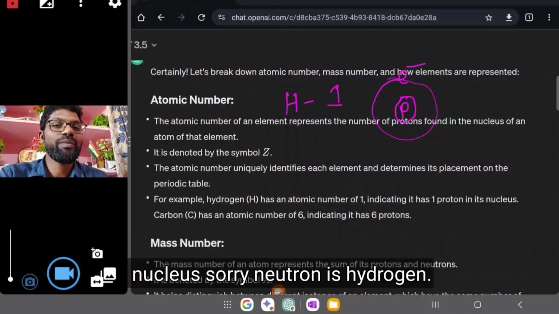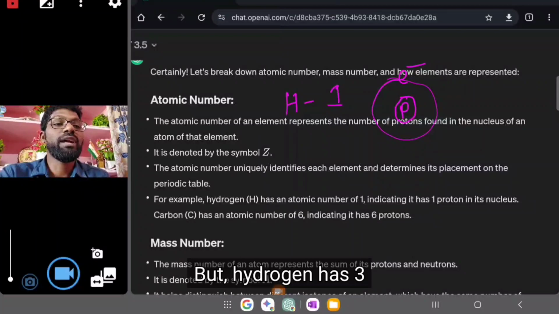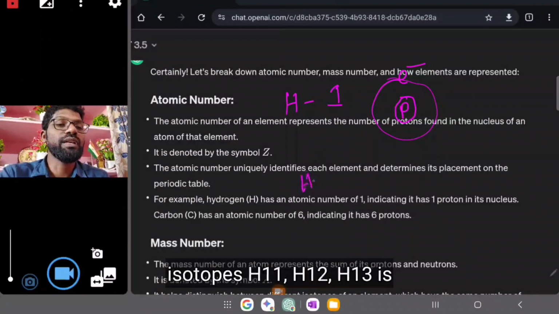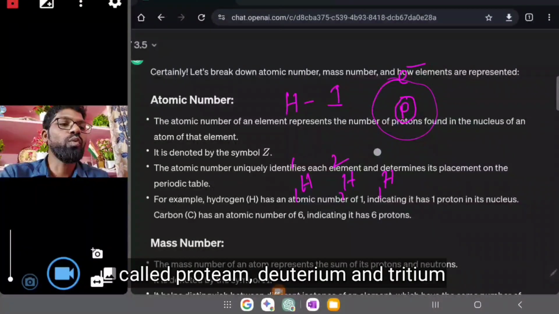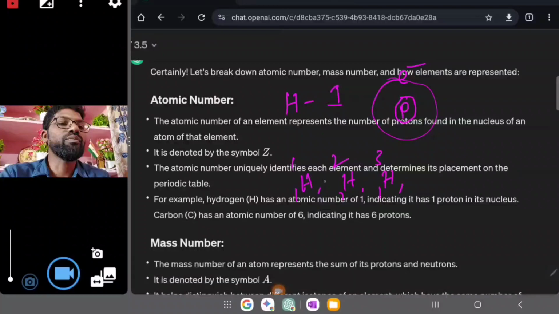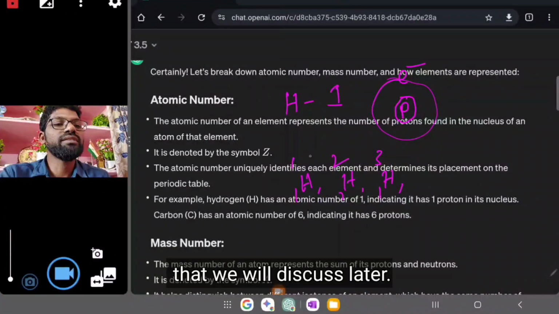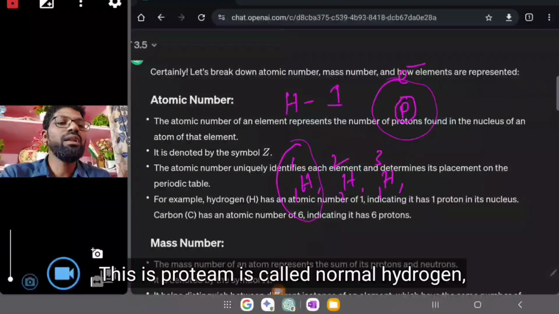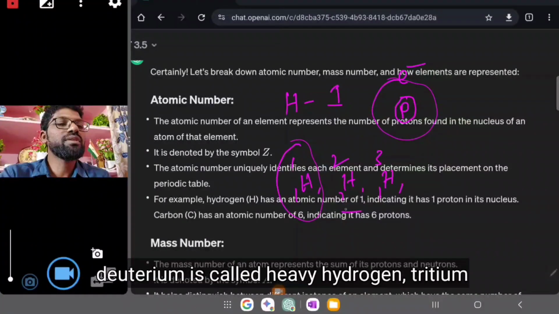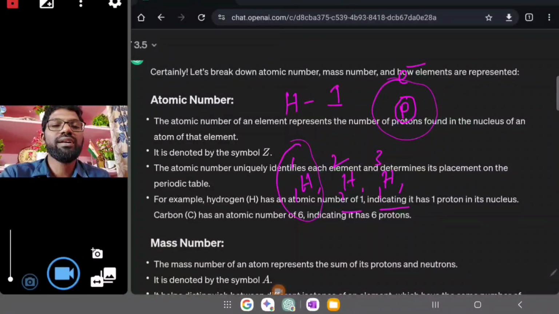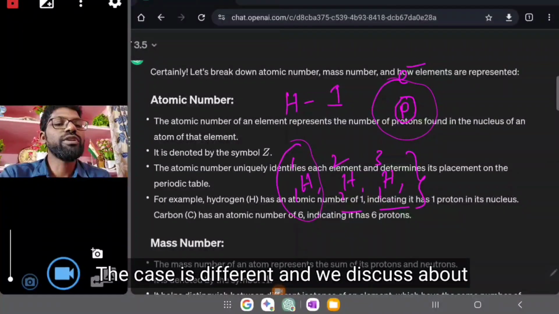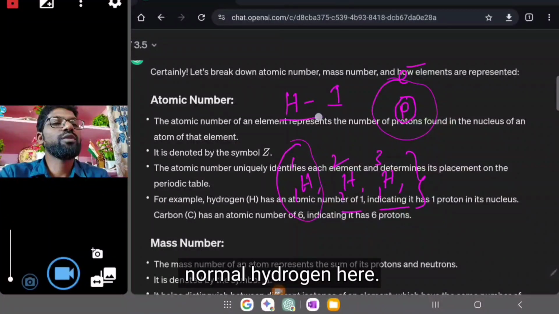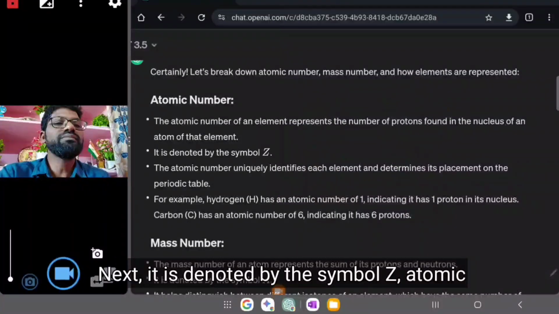No neutron. The only atom that does not have a neutron is hydrogen. But hydrogen has 3 isotopes, H-1, H-2, H-3. These are called protium, deuterium and tritium, which we will discuss later. Protium is called normal hydrogen, deuterium is called heavy hydrogen, tritium is called radioactive hydrogen. The case is different, and we discuss normal hydrogen here, right.